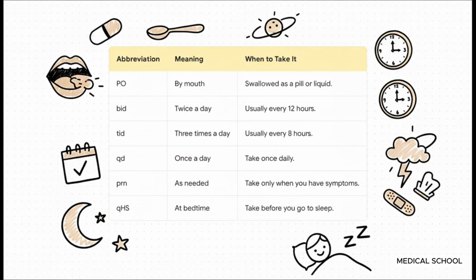Prescriptions, oh man, they have their own secret code, right? PO simply means take it by mouth. BID and TID are just Latin for twice a day and 3 times a day. QD means once daily. Now, PRN is a really important one. It means take it only as needed when you have symptoms. And QHS means take it right at bedtime.